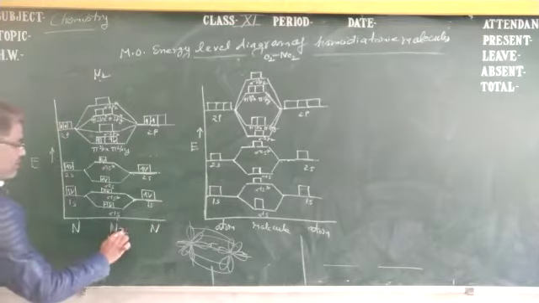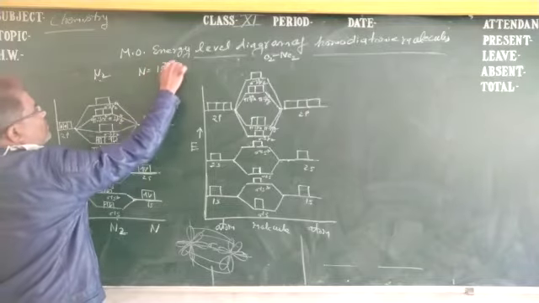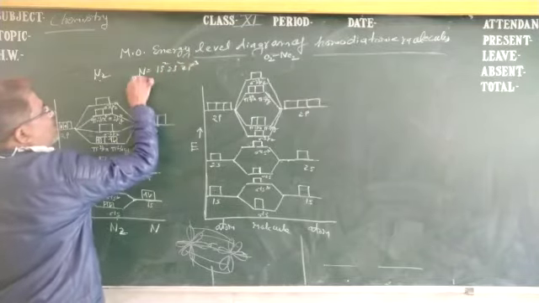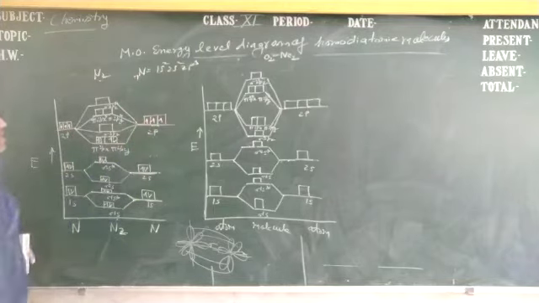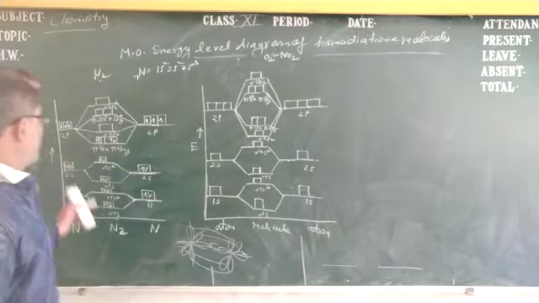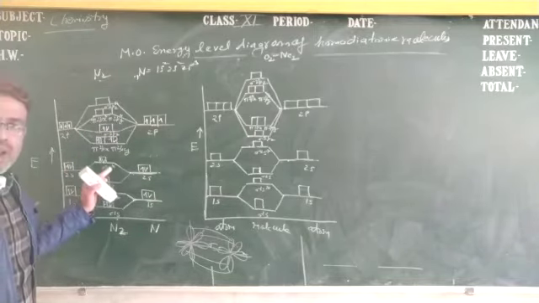The atomic number is 7, so you can write the number of electrons in N: 1s2, 2s2, 2p3, according to atomic number 7. So we just correct that to 2p3. Now we have to fill 14 electrons. So you can fill 2 more electrons in the MOs. That is the MO level diagram of the N2 molecule.